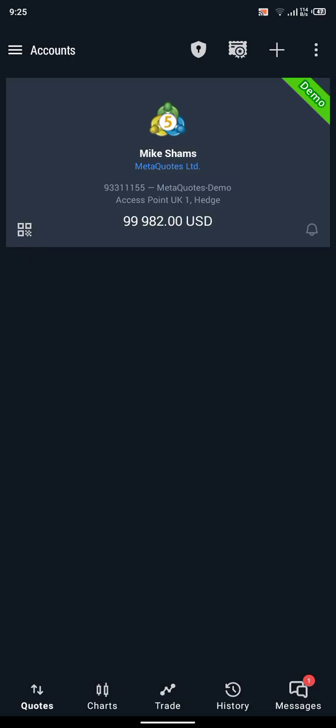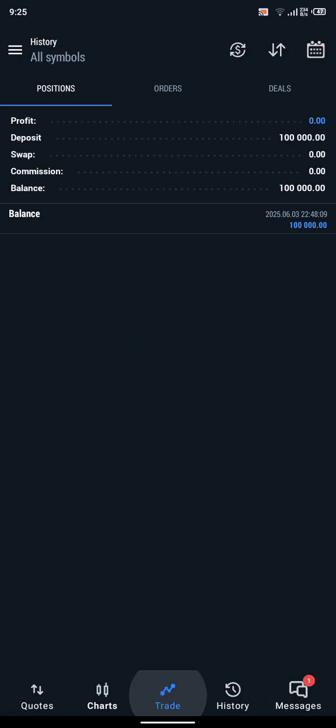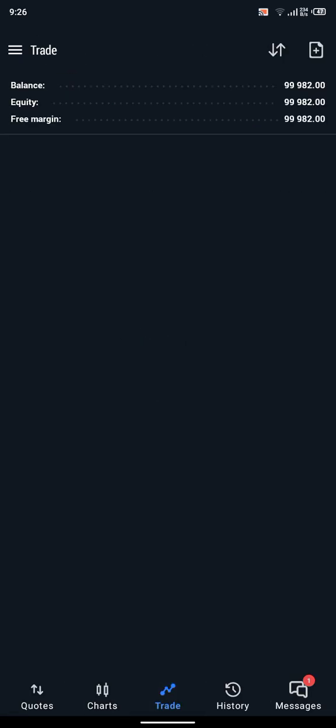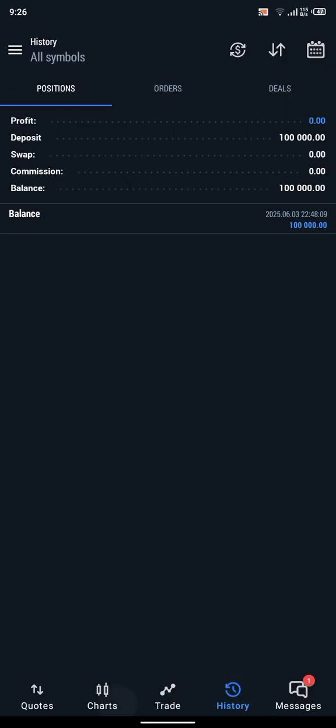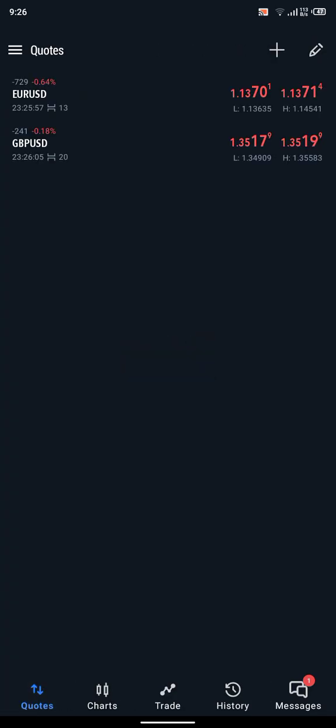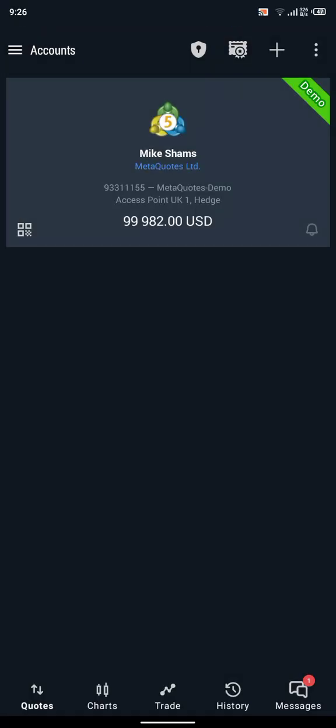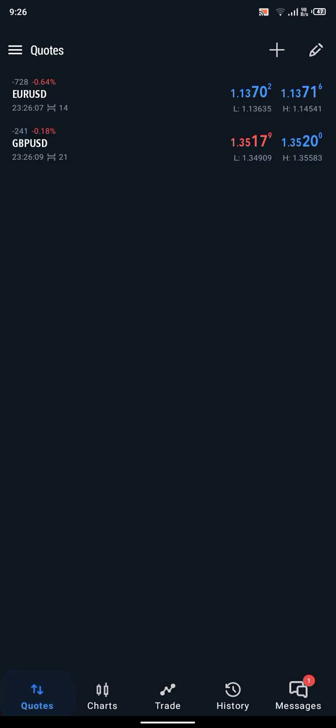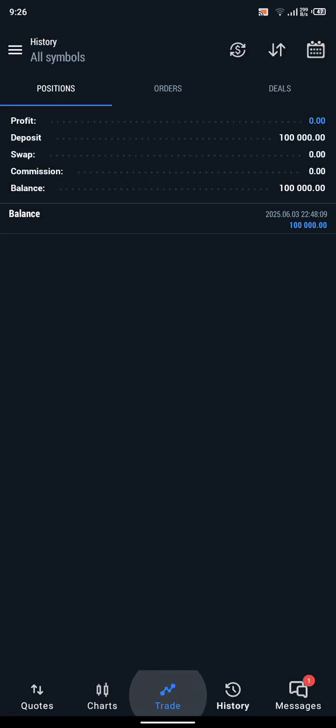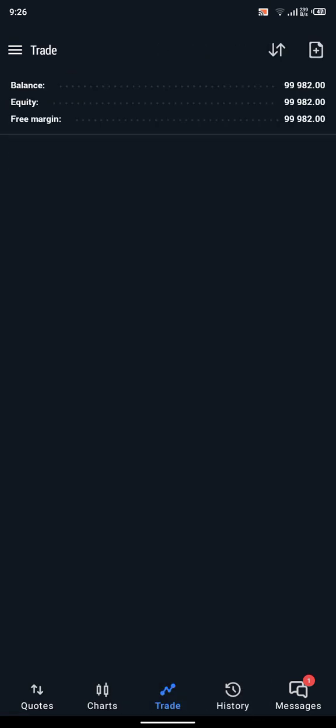So basically this is just a brief explanation on using your MetaTrader 5. The more you use it, the more you get familiar with it. This is just a breakdown of how to trade using your MetaTrader 5. Maybe in our next video we'll go in depth into using it, but this is just a brief explanation.